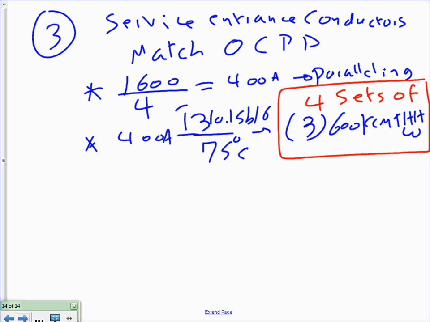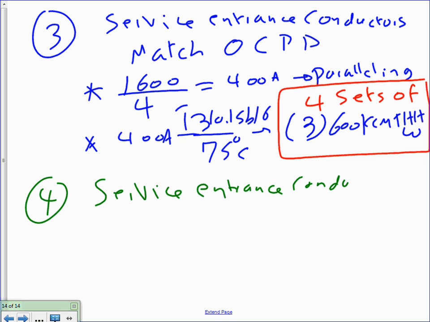Done. Now remember, guys, you're no longer doing this work just for the sake of the math. You're sizing actual physical equipment, right? Kerry, my friend, we're sizing equipment. You do it all the time. Let's do the neutral. Number four is service entrance conductor, but this time I want to say neutral.